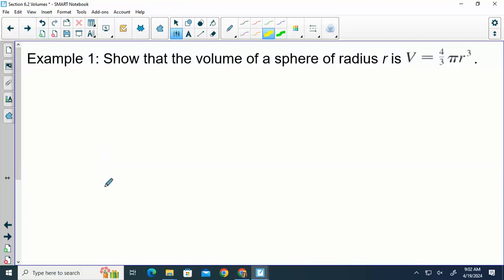So we're going to start out proving something we already know. Volume of a sphere. I've told you all year it's 4/3 pi r cubed. You guys have always wanted to know why, right?